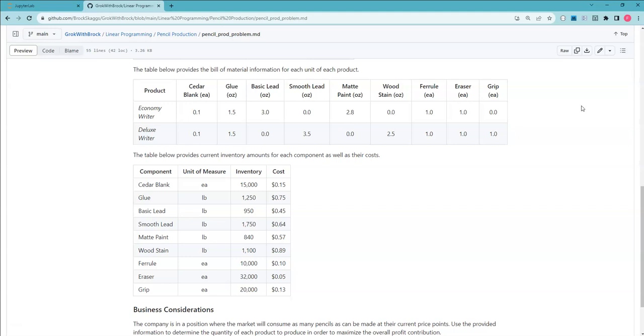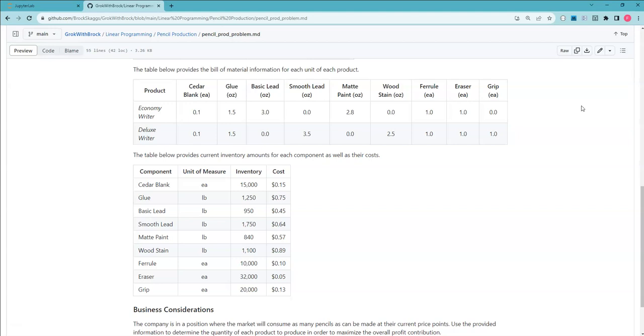And so in this case, for instance, if we made a certain number of economy and deluxe writers, it'd be the sum of those times 0.1. That would be the amount of cedar blanks that we use. And then we'd be multiplying that by 15 cents in order to come up with the cost associated with the cedar blanks. We'll also have to be careful once we get to some of the other ones that are described in terms of weights. In this case, glue would be our first one. Notice in the bill of material again, it's in ounces, and in the inventory table down here, it's in pounds.